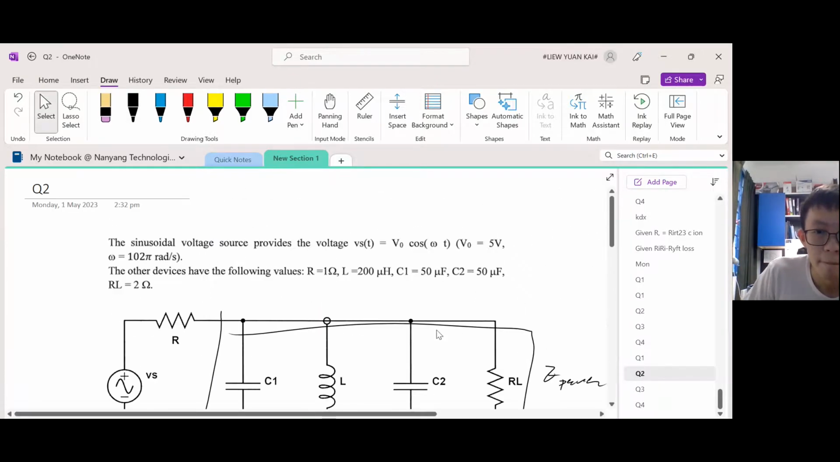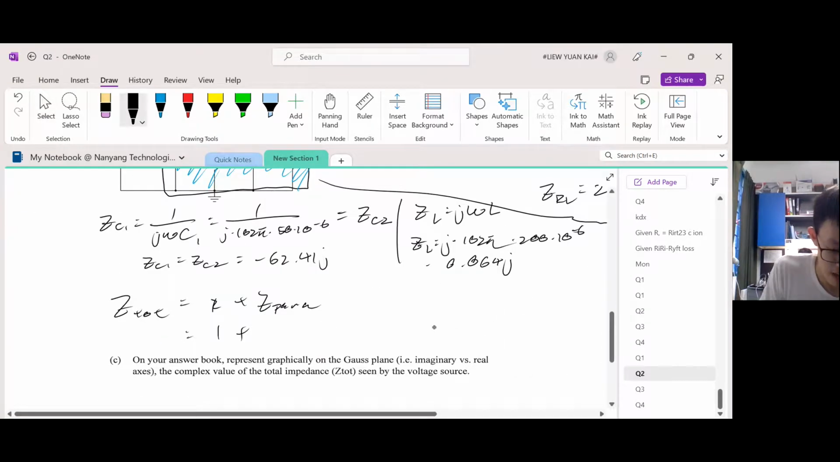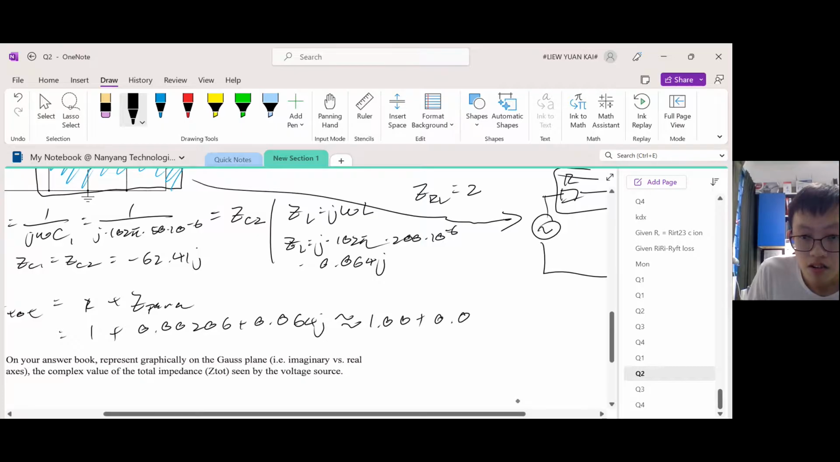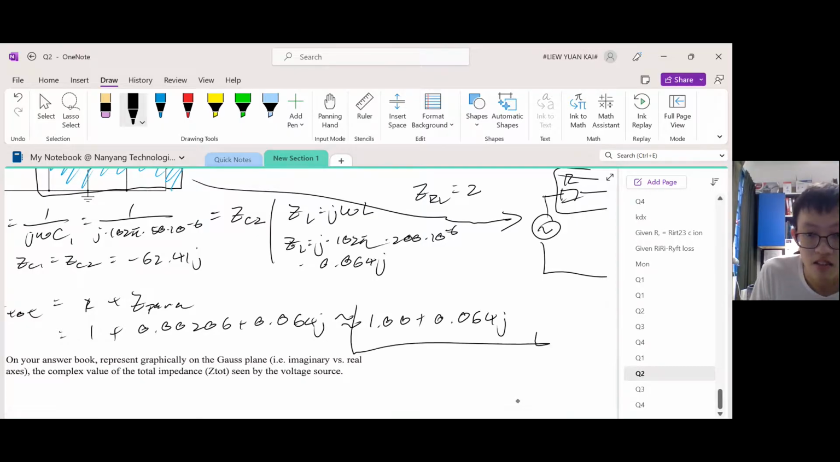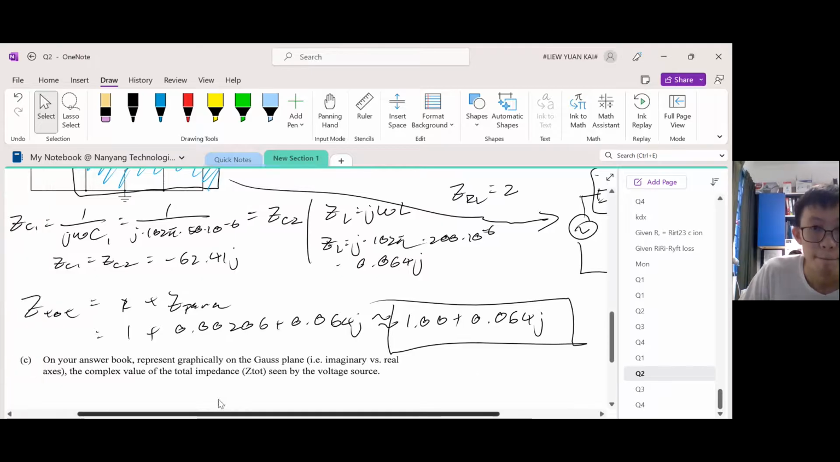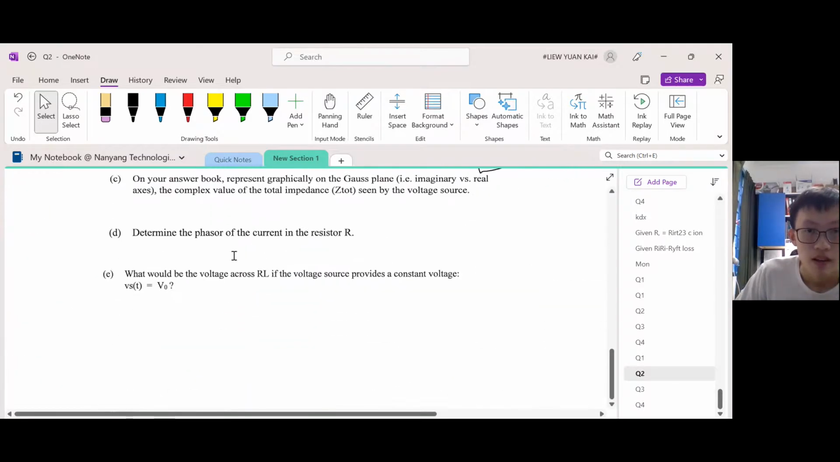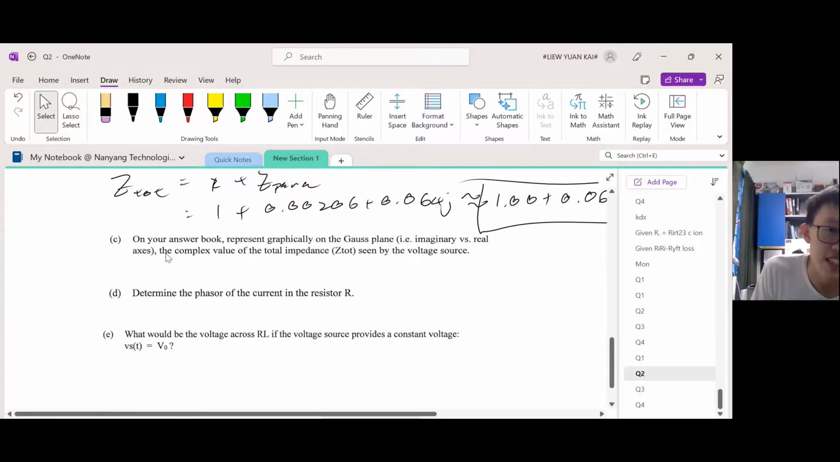What's the value of R? 1. And Z para we got earlier is this. So the total will be 1.00 plus 0.064 j. So this is your Z total. Okay, I am not going to go through C because this is just a menial math task. You can do it DIY and check against your peers.